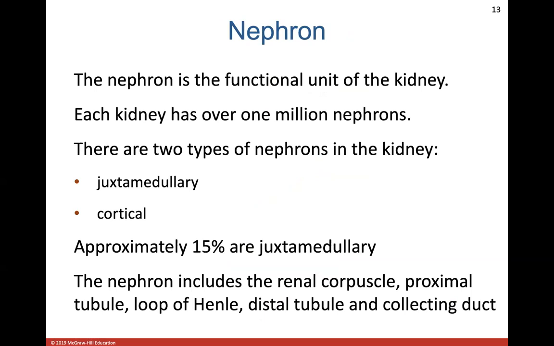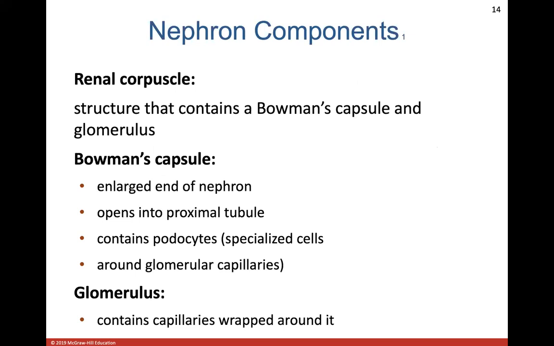15% are juxtamedullary. The nephron includes the renal corpuscle, the proximal tubule, the loop of Henle, the distal tubule, and the collecting duct. The renal corpuscle itself is a structure that contains a Bowman's capsule and a glomerulus. The Bowman's capsule is an enlarged end of a nephron that opens into the proximal convoluted tubule. It contains specialized cells called podocytes, which surround glomerular capillaries. And then the glomerulus itself contains capillaries wrapped around it.